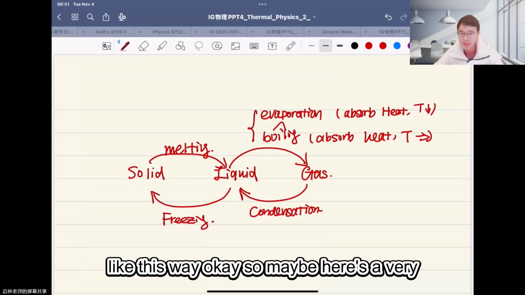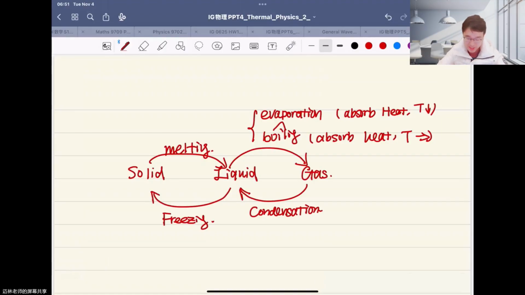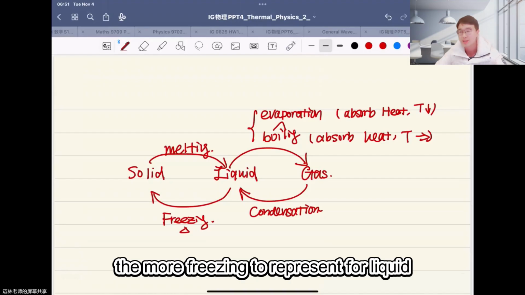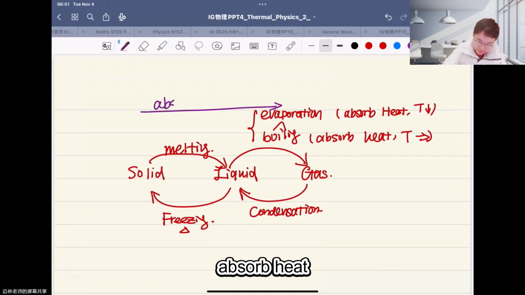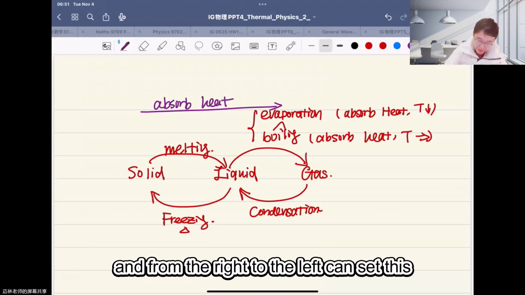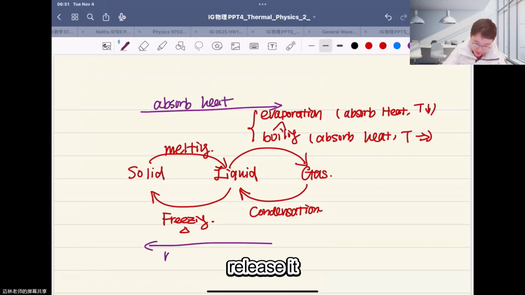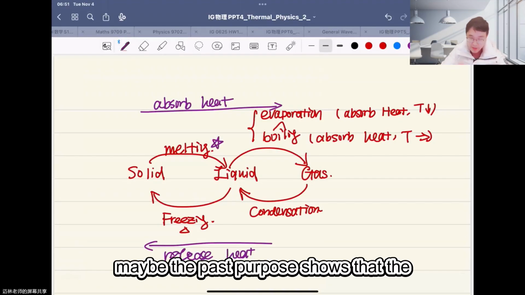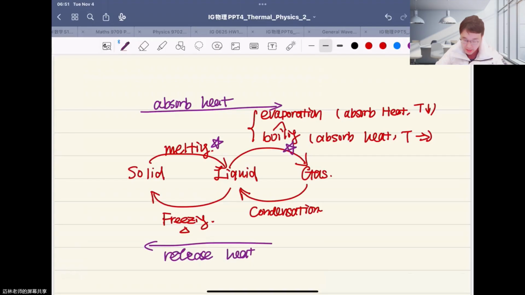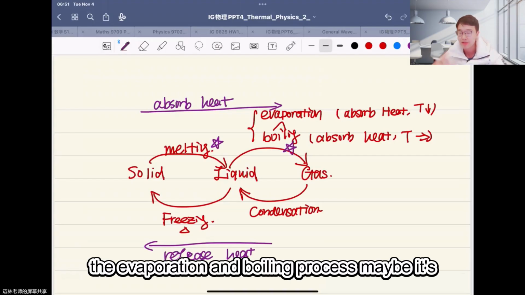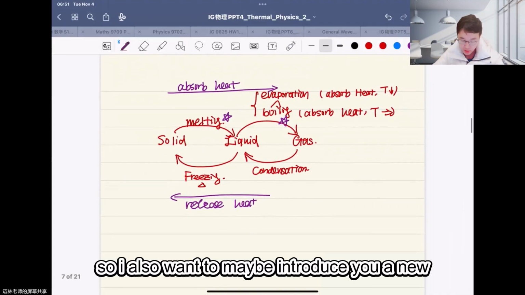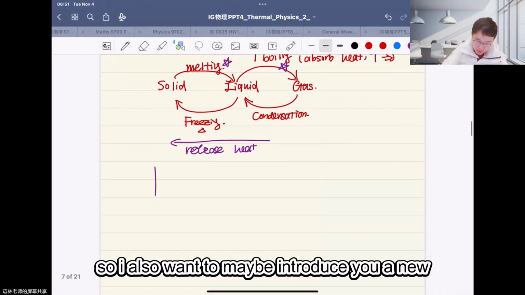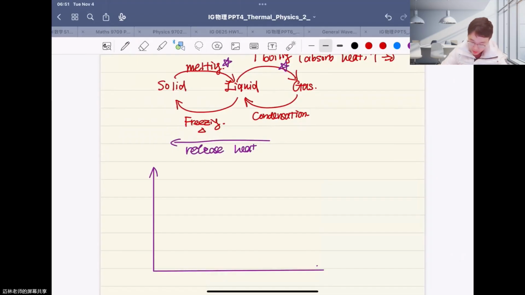Maybe here's a very famous movie called Frozen, using the word freezing to represent liquid to solid. From the left to the right, this process absorbs heat, and from the right to the left, this process releases heat. And in IGCSE, the past papers show that the melting process, evaporation, and boiling process appear more in the IGCSE test.